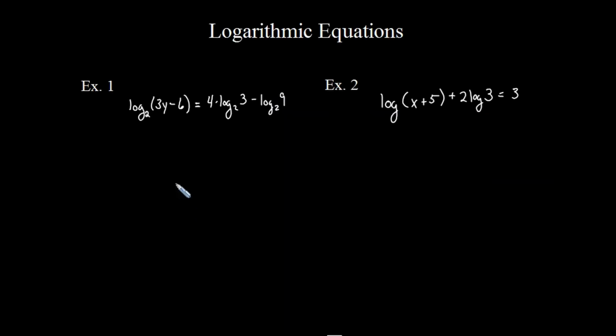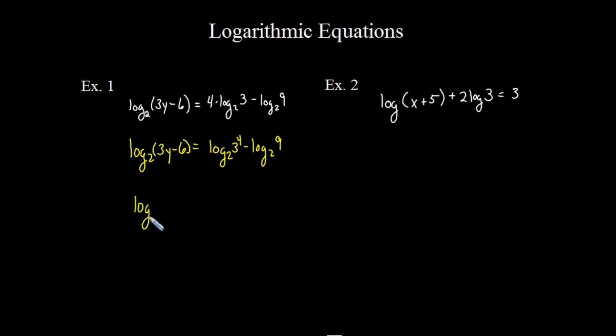Alright, so in example 1, this is a logarithmic equation where we have logarithm expressions on both sides of the equation. So what we want to do is condense these on either side. So log base 2 of 3y minus 6 is equal to, we want to start by using our logarithm property to move the 4 up as an exponent onto the 3. Log base 2 of 3 to the 4th power minus log base 2 of 9.